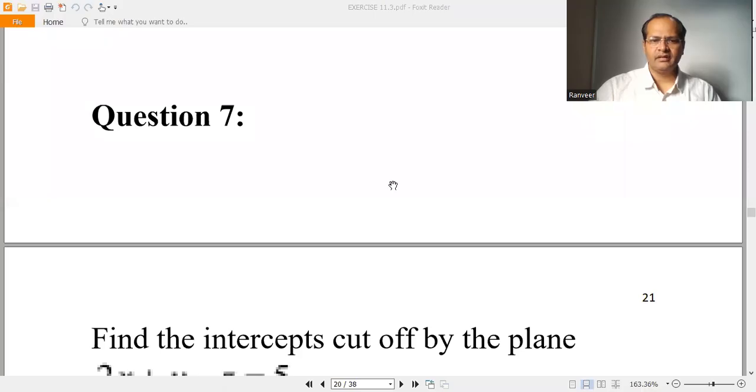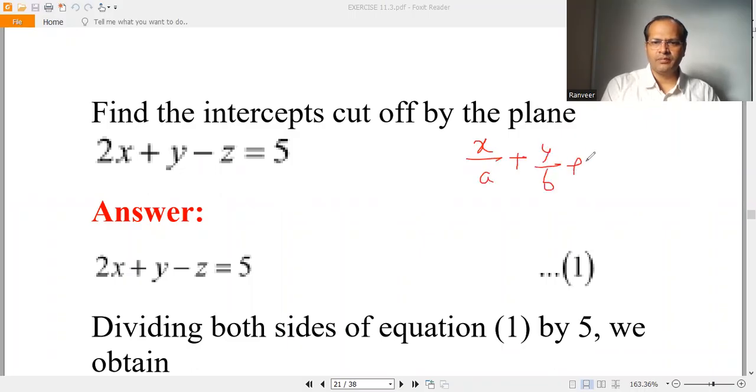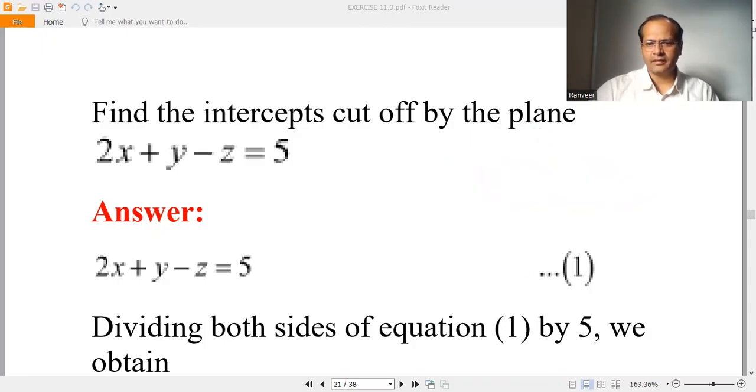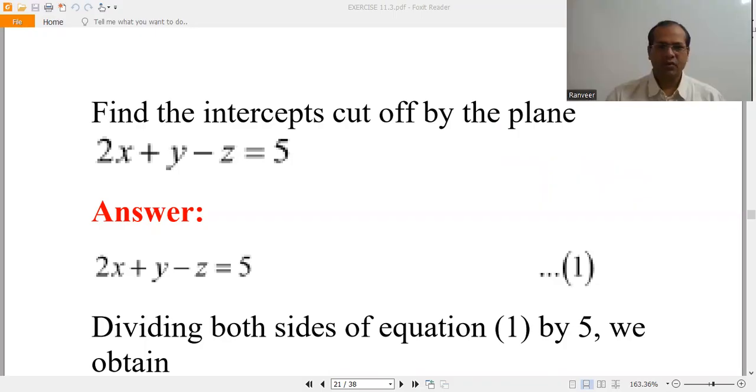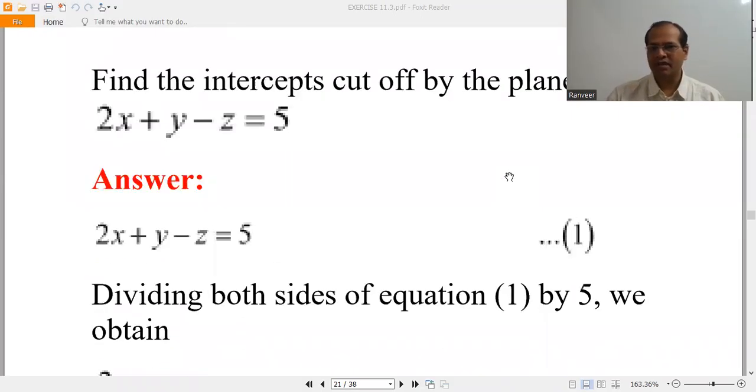Question number 7. Find the intercept cut off by the plane. So wherever the words cut off, intercept, this type, the equation of the plane we know is x by a plus y by b plus z by c equal to 1. This is the required equation of the plane. So in question number 7, the intercept form is always x by a plus y by b plus z by c. In this format, first of all, we have to bring it.